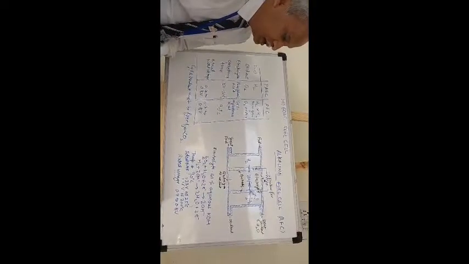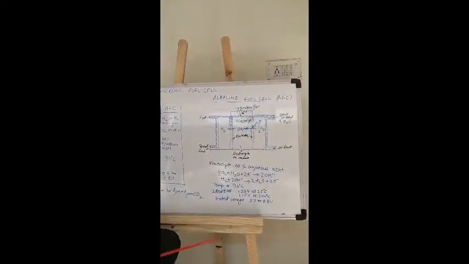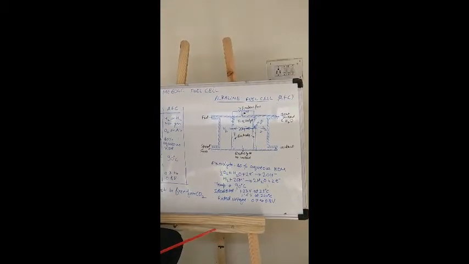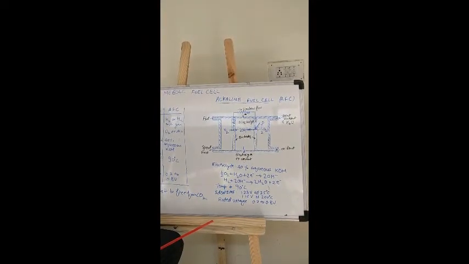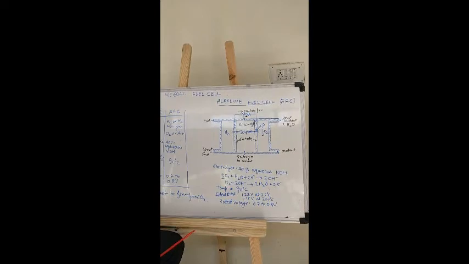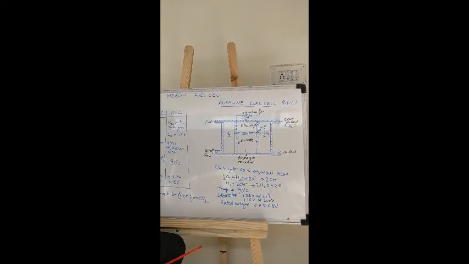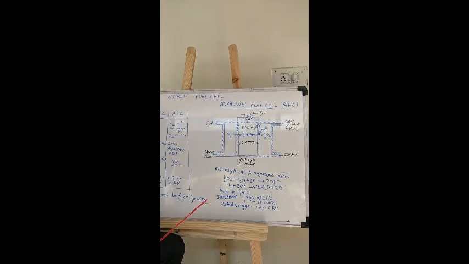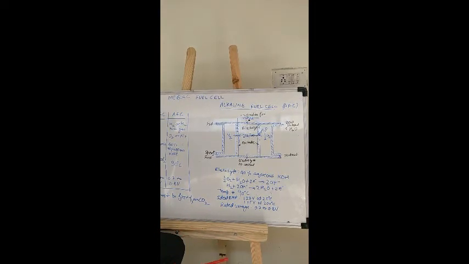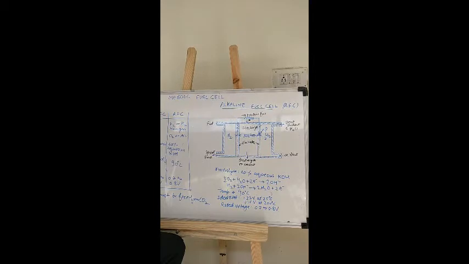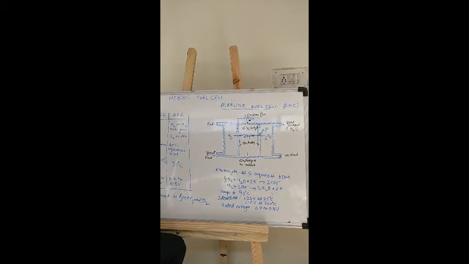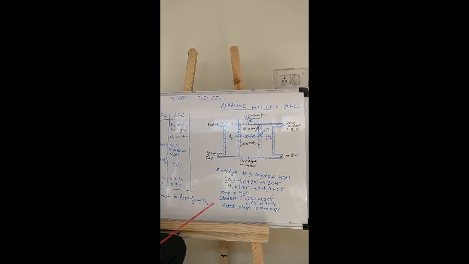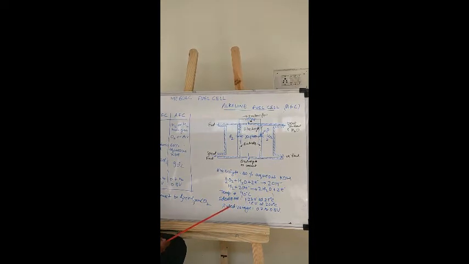Hi everyone, in the last lecture I taught you about phosphoric acid fuel cell. In this lecture I am going to give you a brief introduction about alkaline fuel cell. The basic difference between phosphoric acid fuel cell and alkaline fuel cell lies in the type of electrolytes used in fuel cell. In case of phosphoric acid fuel cell, electrolyte used is phosphoric acid, whereas in case of alkaline fuel cell, electrolyte used is aqueous KOH.